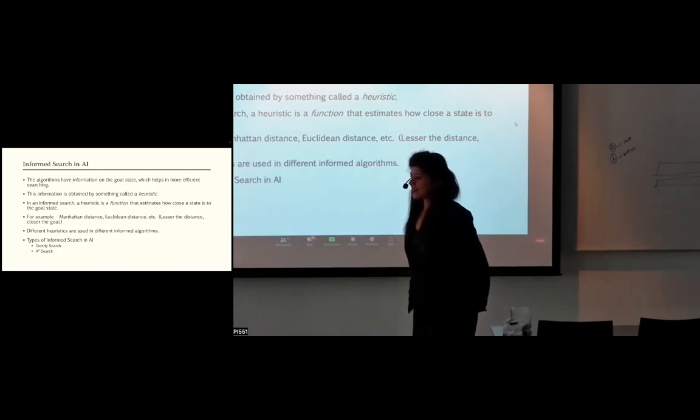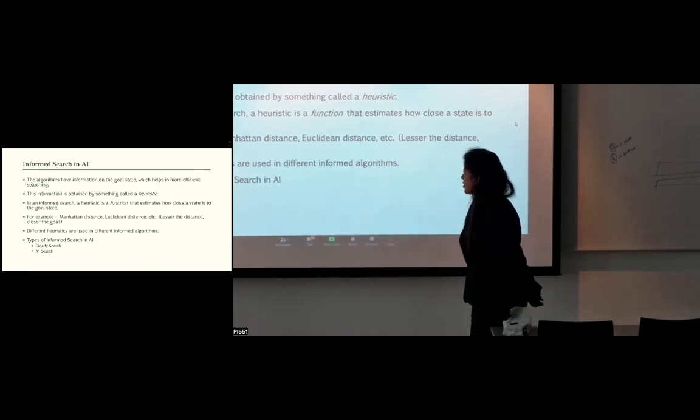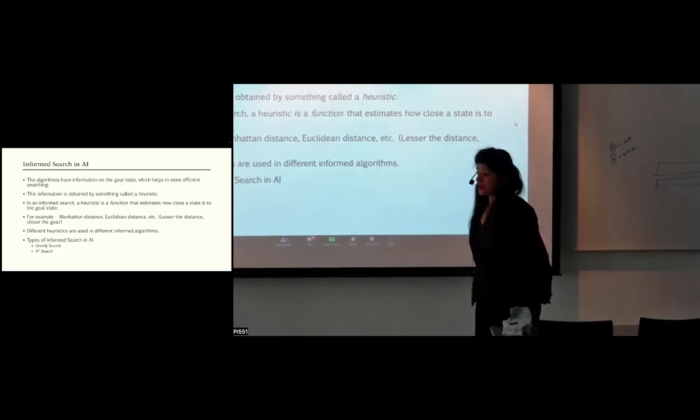And informed search. Now we have the information about the goal state, which helps in more efficient searching. For example, this information is obtained by something called heuristic.